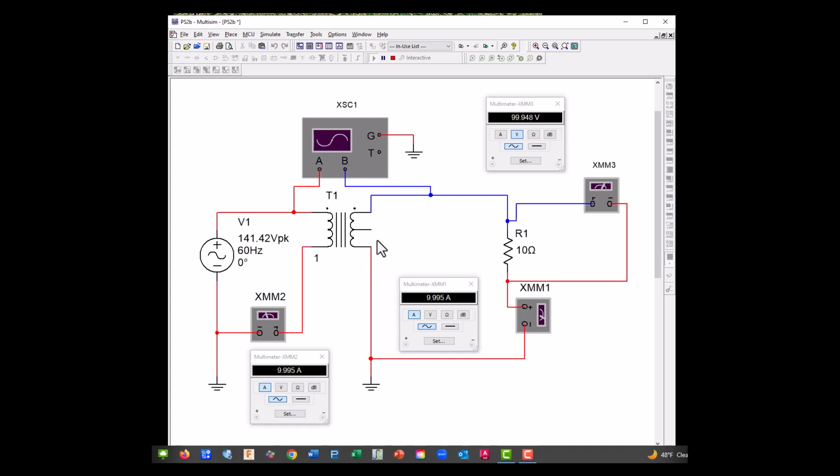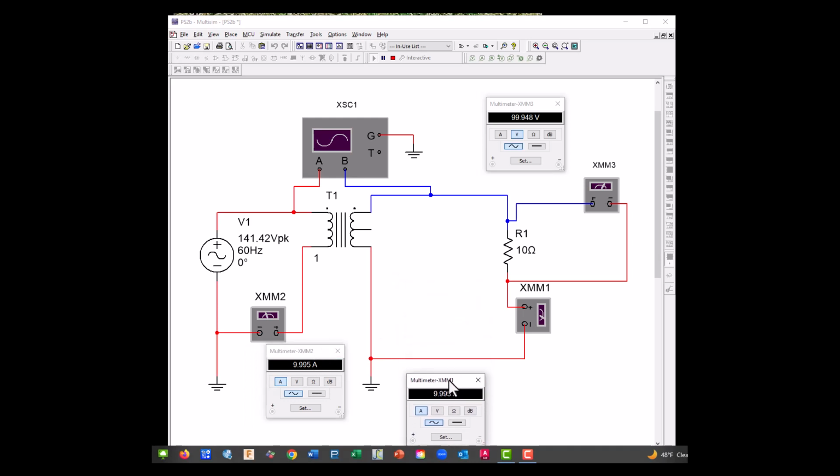So we have a 1-to-1 ratio, so we're looking at current now. Our voltage is the same voltage, and we have the same ratio for current. It's an inverse relationship, but it's still 1. So we have 10 amps because we have 10 ohms and 100 volts, 10 amps, and it transfers back to 10 amps.